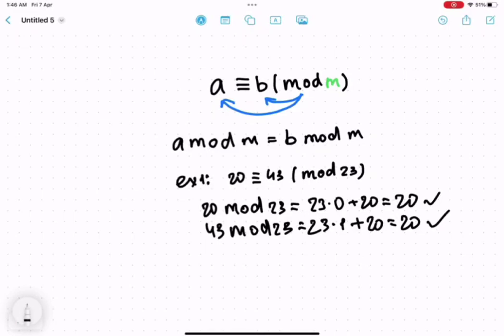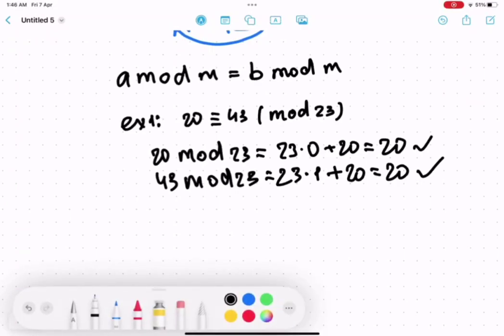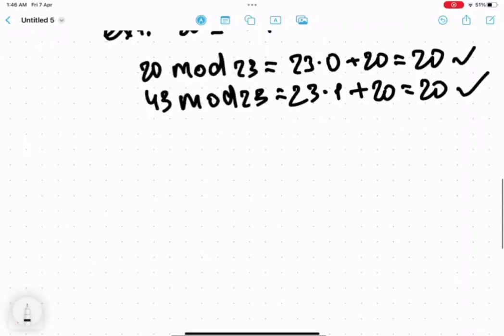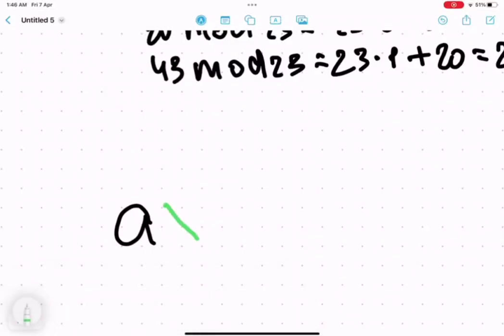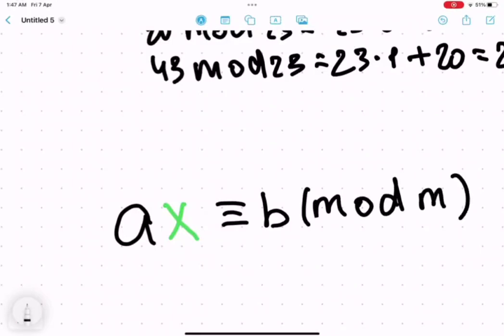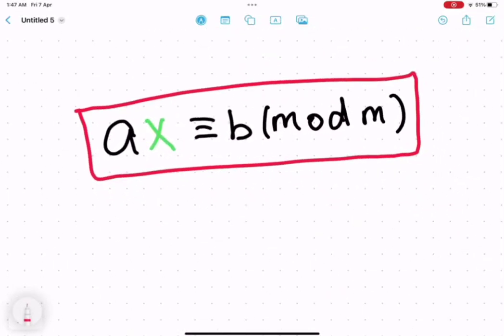Okay, in solving congruences, you might have a structure with a multiplied by x is equivalent to b modulo m, and we should solve for x. We should solve using the inverse of a in modular arithmetic. How should we find it?